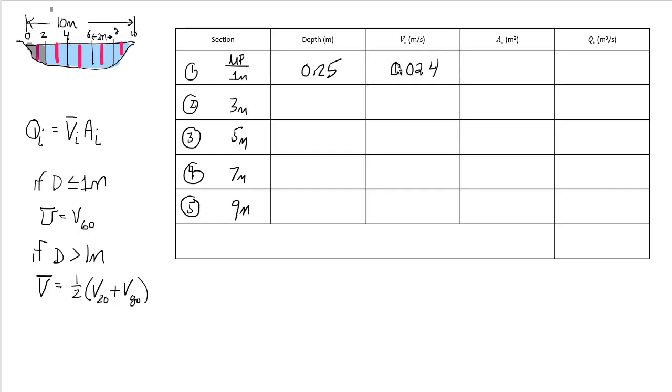Let's just finish this out now. The area of this section is going to be equal to the width, which is always 2. Remember, 2, 4, 6, 8, 10.